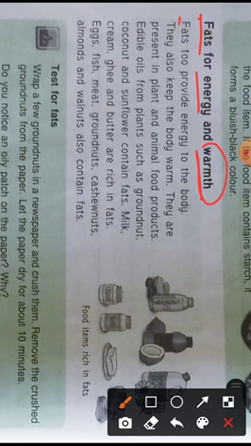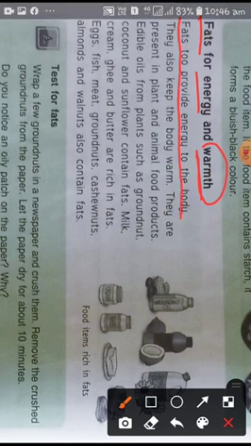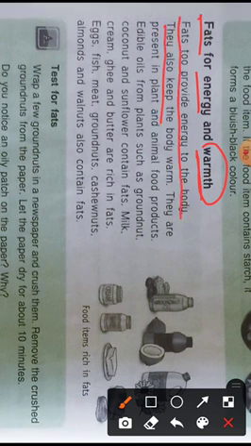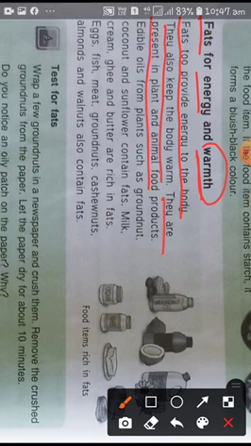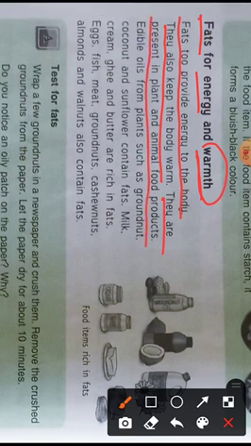So fats too provide energy to the body. Remember that they also keep the body warm. They are present in plant and animal food products, so you can find them both in animals as well as in plants. Edible oils, that means the oils that can be eaten, from plants such as groundnut, coconut and sunflower contain fats.